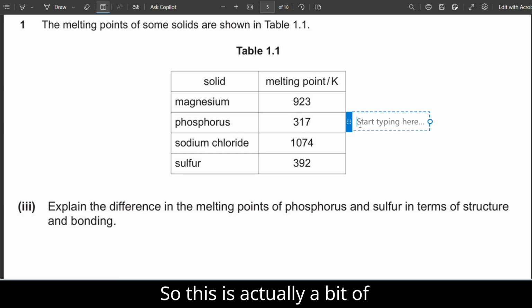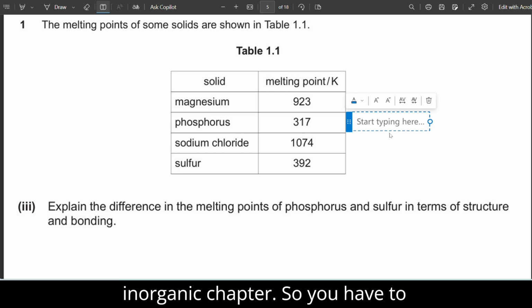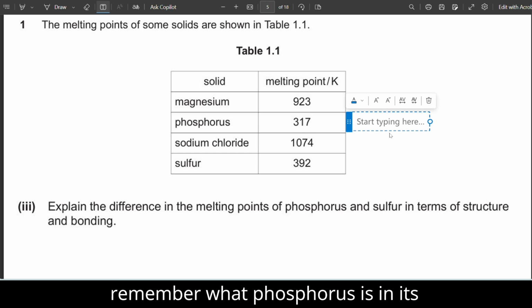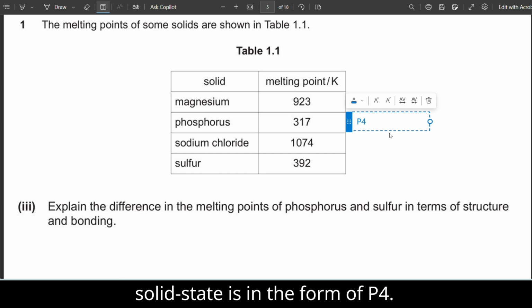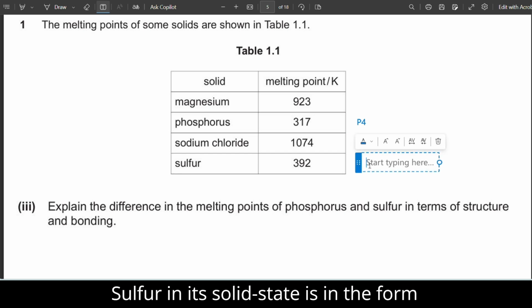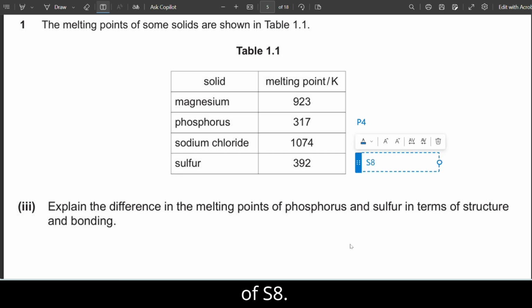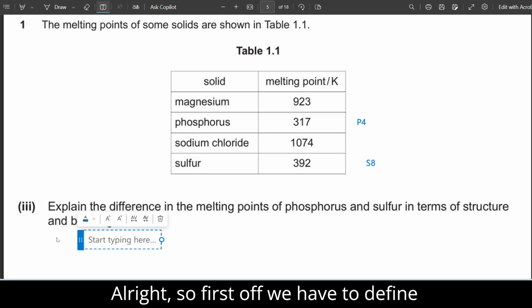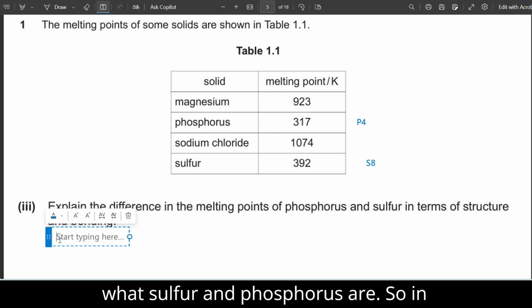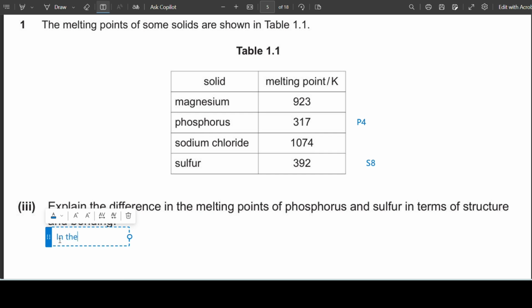So this is actually a bit of a recap of the inorganic chapter. So you have to remember what phosphorus is in its solid state. It's in the form of P4. Sulfur in its solid state is in the form of S8. Alright, so first off we have to define what sulfur and phosphorus are. So in the solid states, P4 and S8.